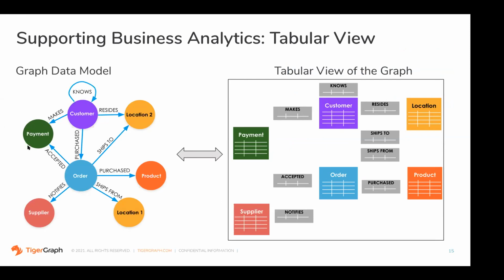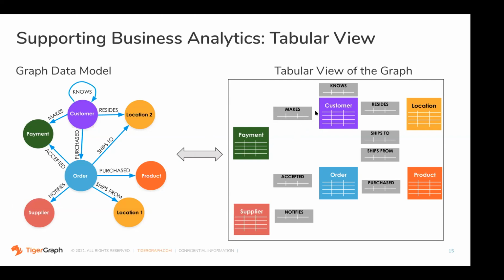You can gather all your payment vertices, and if you think of them being listed out as, here's a payment ID and here are all its properties, and here's another payment ID and all its properties, you've got a table. You do that for each vertex type, you then get a table. So there's a payment table, there's a supplier table, etc.